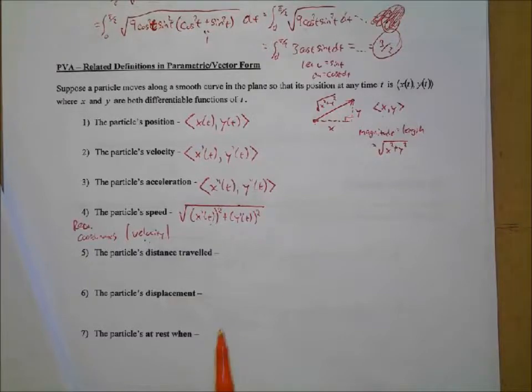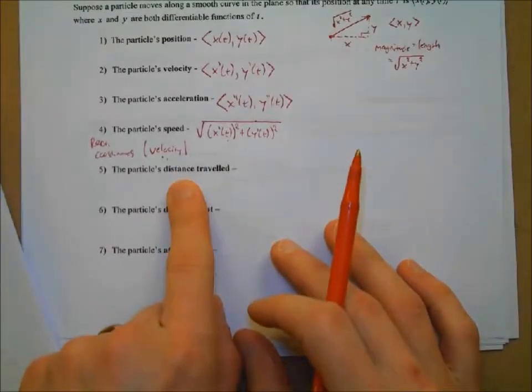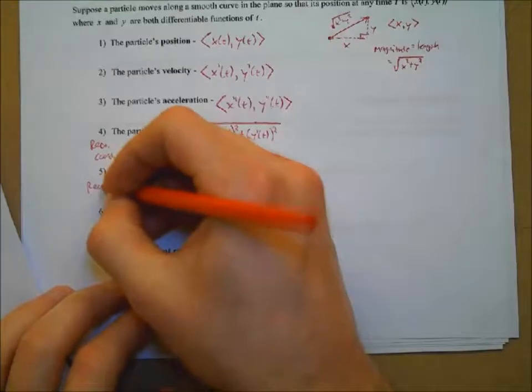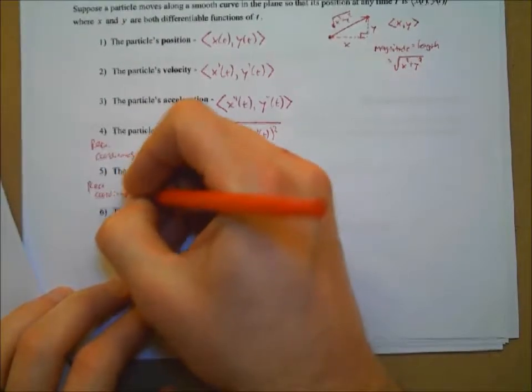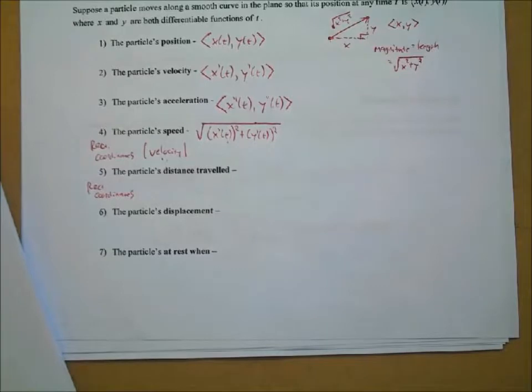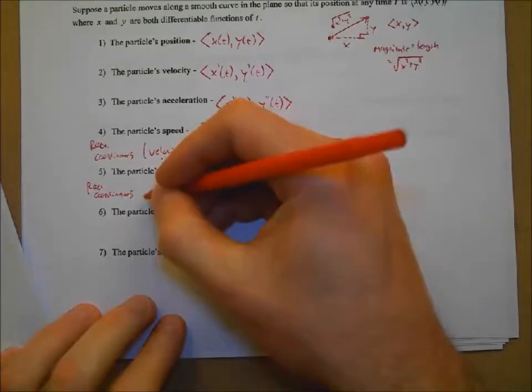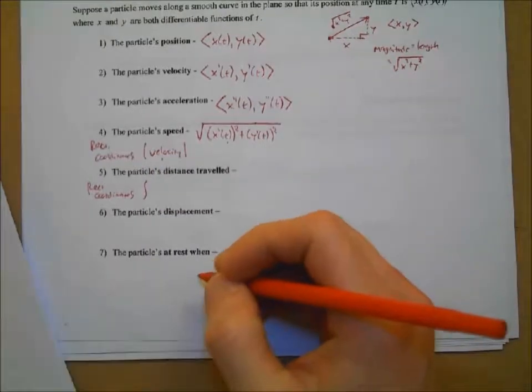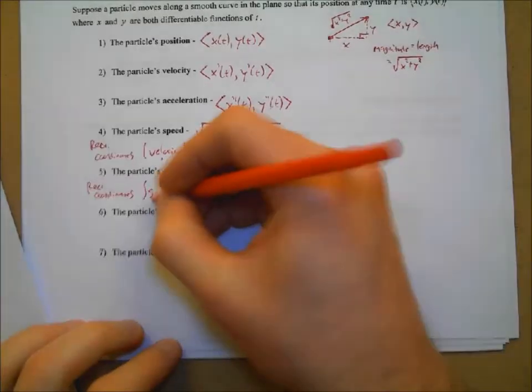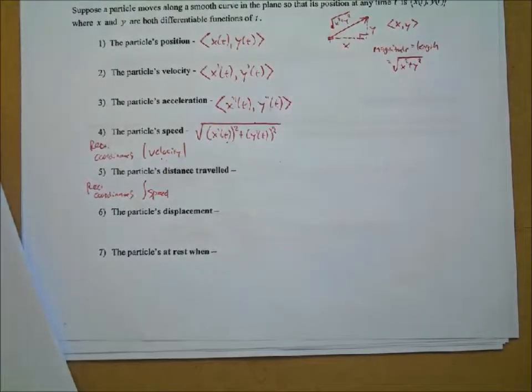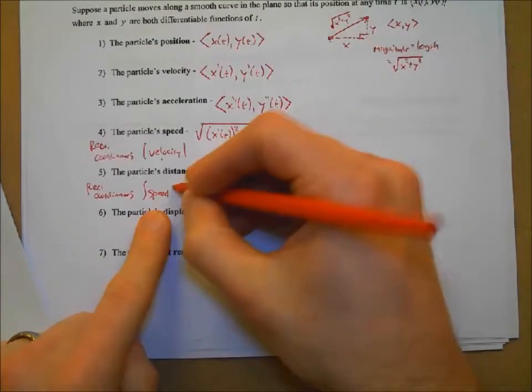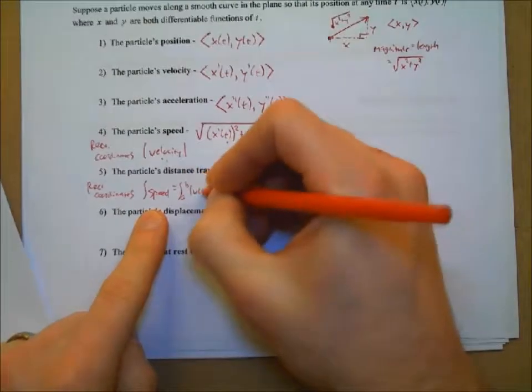Total distance traveled for rectangular coordinates: how do we find it? You take the integral. Integral of what? The integral of the speed, which is the absolute value of the velocity. In other words, the integral from a to b of the absolute value of the velocity.